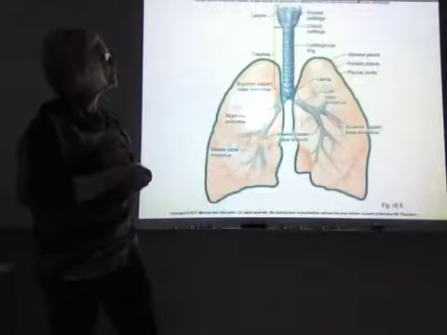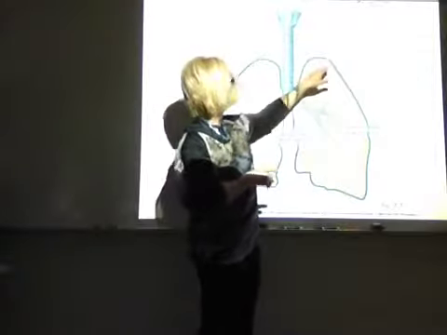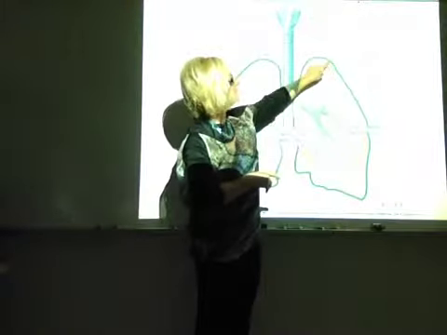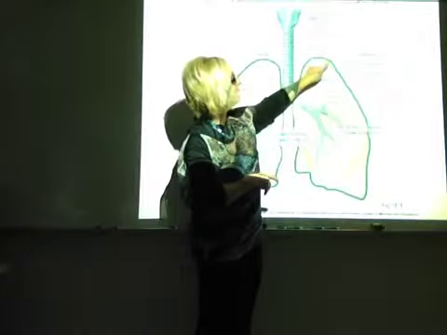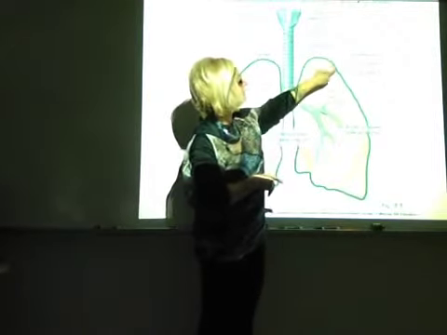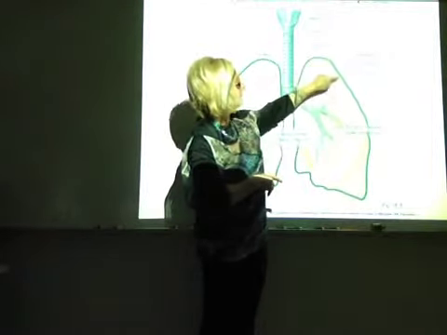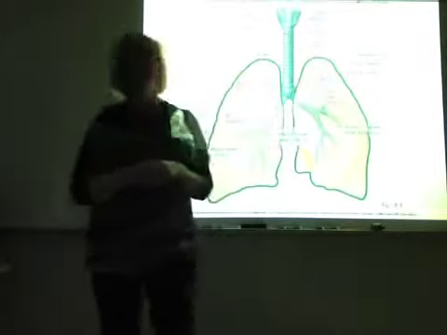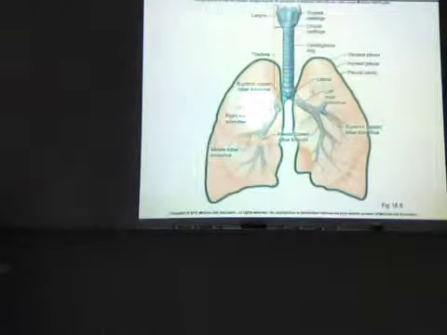Review of your pleural cavities, our pleura. Visceral, remember, lines the organs, so visceral is going to line the lungs. Parietal is going to be the outside, and then the cavity is going to be in between those.